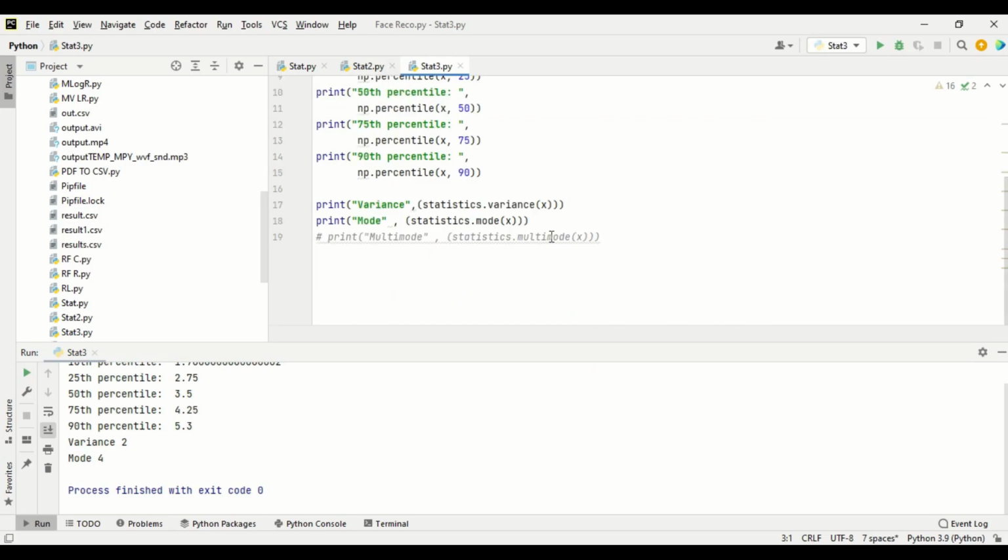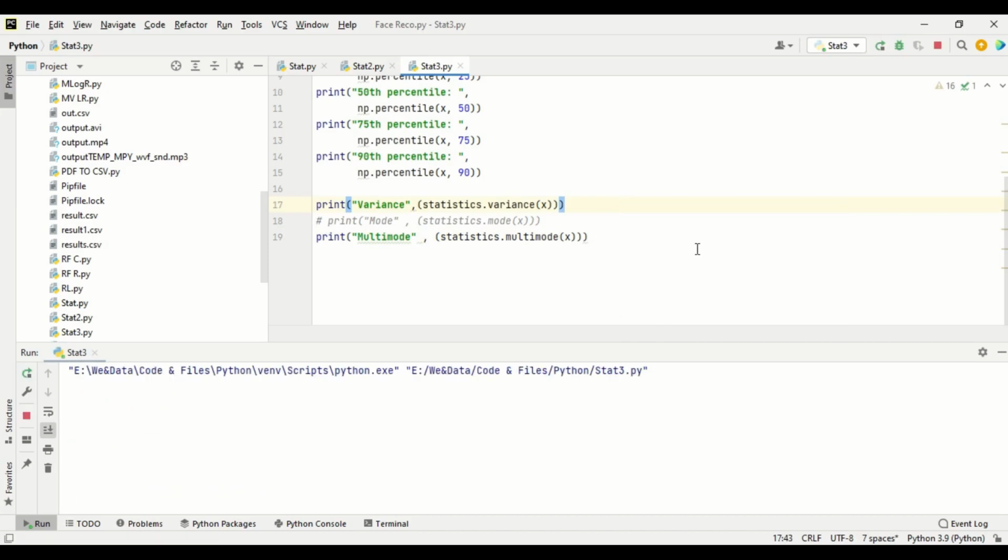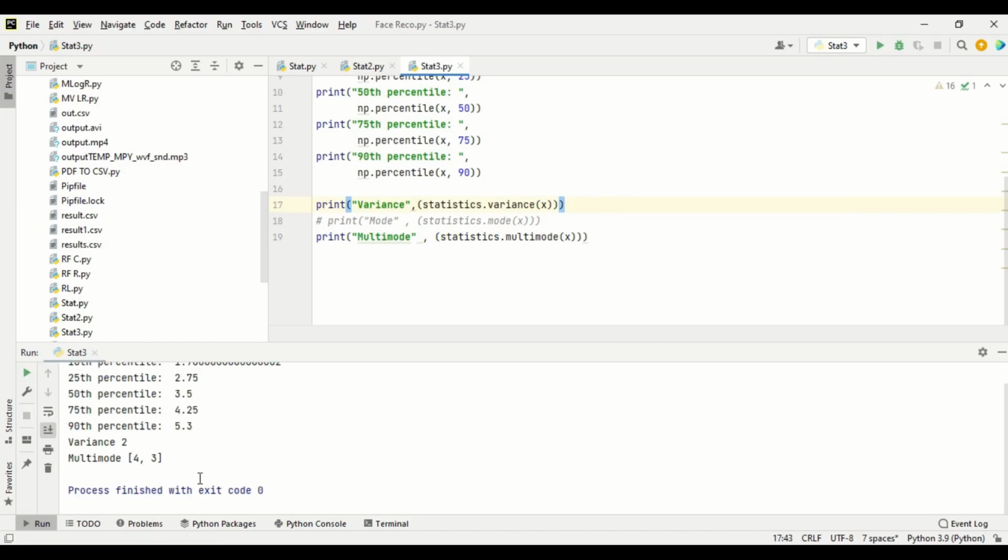Now how to show all the modes? We have two modes here. We have to show all of these. What to do? In statistics, we have an option called multimode. When we use this multimode, it will show all the modes. So let us try to execute this. Now we are getting multimode. 4 is a mode and 3 is also a mode.